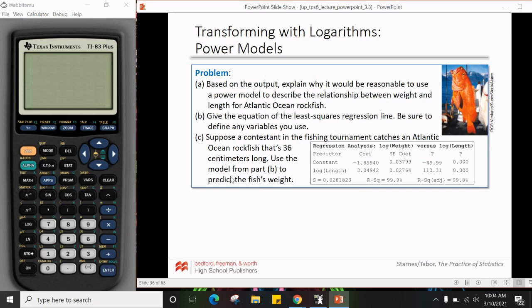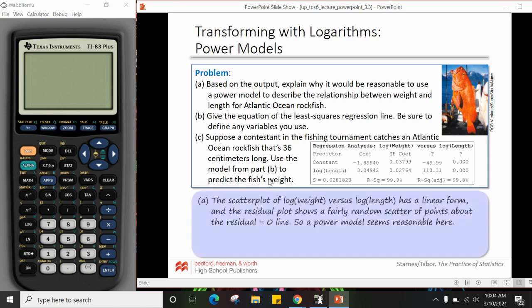So question one says, based on the output, explain why it would be reasonable to use a power model to describe the relationship between weight and length for Atlantic Ocean rockfish. Well, the scatter plot of log weight versus log length has a linear form, and the residual plot also shows a fairly random scatter of points about the residuals. So a power model seems reasonable here, right? It seems like this is making a linear model, which is good.